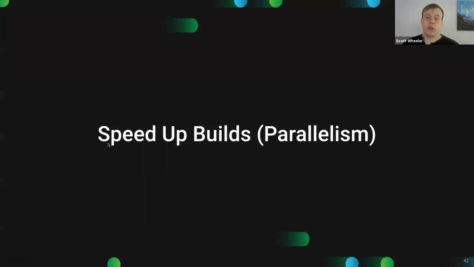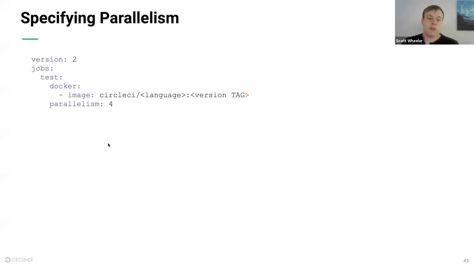Moving into parallelism. To specify parallelism, use the parallelism key and the job identifier. This will spin up the same container as many times as you specify for parallelism to run the same steps or to use for test splitting.